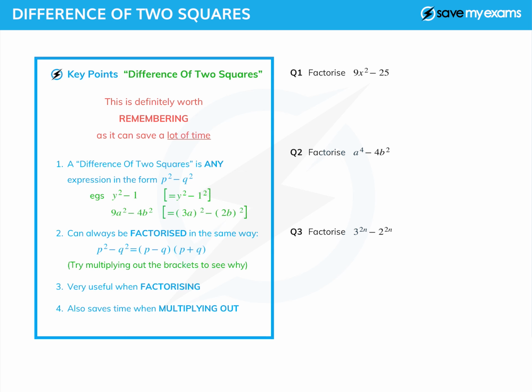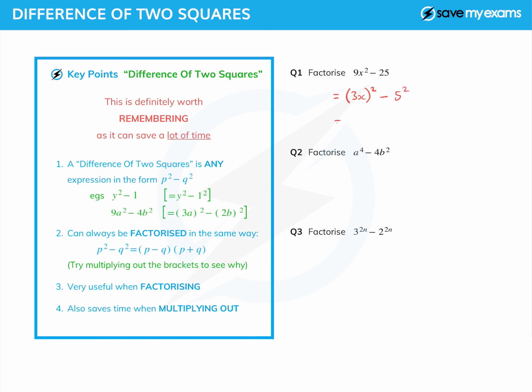Why is this worth remembering? Well, it's very useful when factorising, and it also saves time when multiplying out. So very briefly, let's have a look at some. So in this first one, we've got 9x squared minus 25, and we should be able to see that that first bit is the square of 3x, so it's (3x) all squared, minus, well, 25 is 5 squared, is it not?